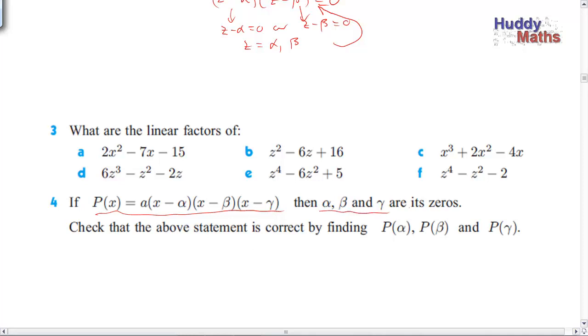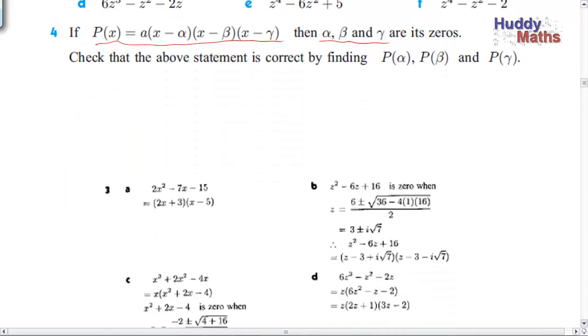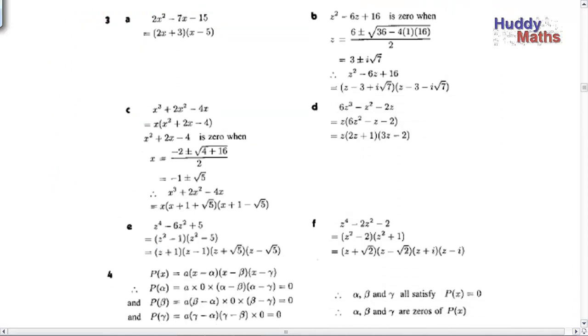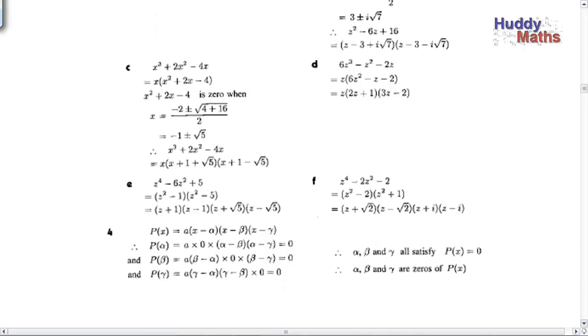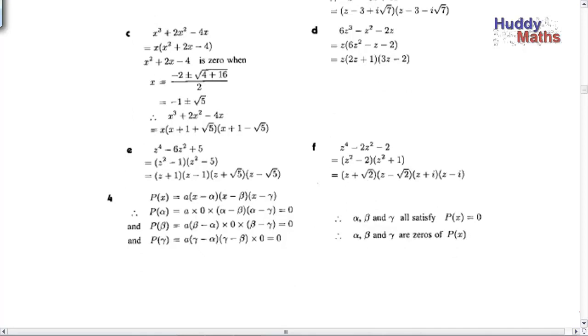So study that one. I want you to pause the presentation and have a go. I'm going to show you the answers now. So come down here. Okay, so there's question 3. A few parts there, 6 parts there. Let's look at question 4. Question 4, a bit more theoretical one. So study that one carefully and just make sure. I might ask your teacher to go through this and just check out that you fully understand what's going on.